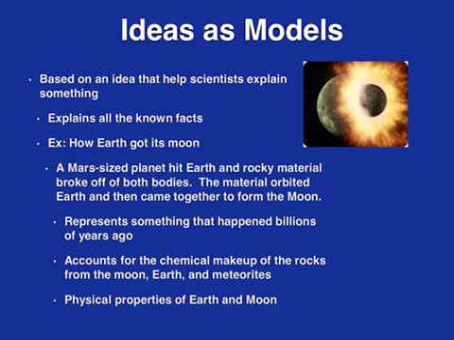Idea models are based on ideas that help scientists to explain something. It explains all the known facts. An example here would be how Earth got its moon. One of these idea models says that a Mars-sized planet hit Earth and rocky material broke off in both bodies. The material orbited Earth and then came together to form the moon. This represents something that happened billions of years ago. It accounts for the chemical makeups of the rocks on the moon and Earth and other meteorites around Earth, and they all have physical properties of the Earth and the moon.